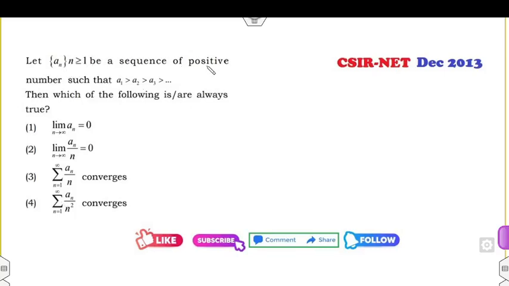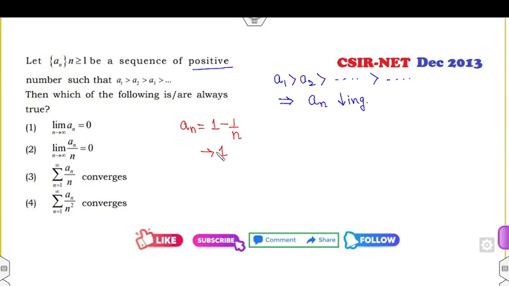Let an be a sequence of positive numbers such that a1 greater than a2 greater than a3 greater than so on. What does it mean? The sequence an is a decreasing sequence. So you can choose any decreasing sequence. Then what is the limit as n approaches infinity? It goes to 1. That means it does not go to 0. This option cancels. Limit an over n.